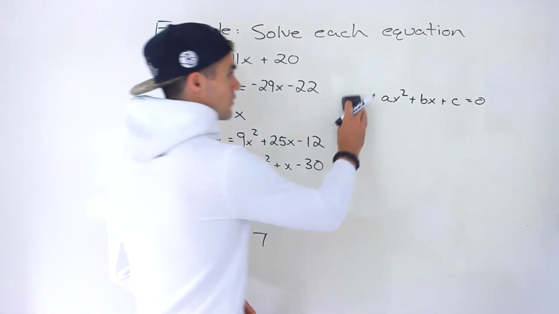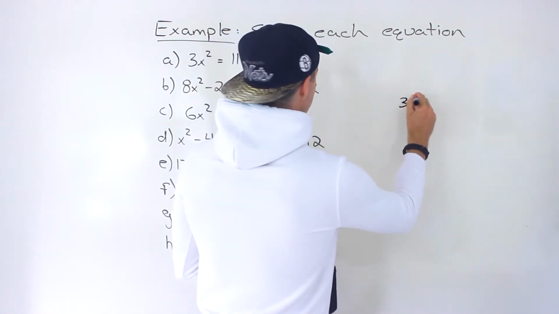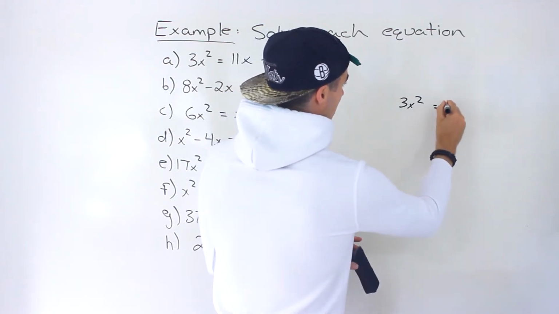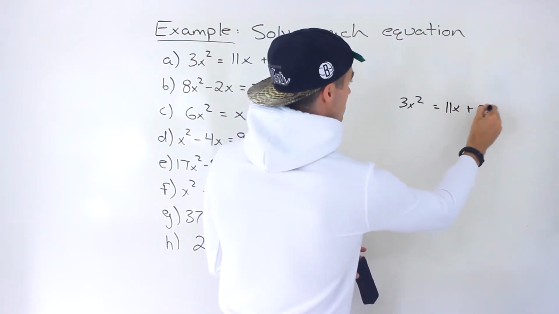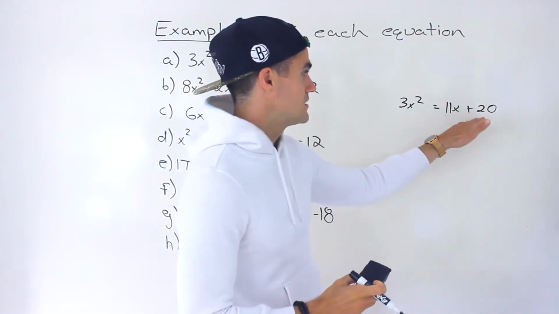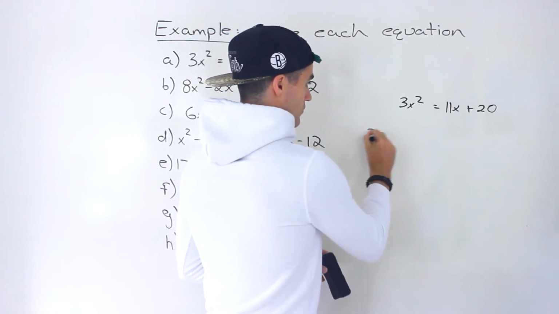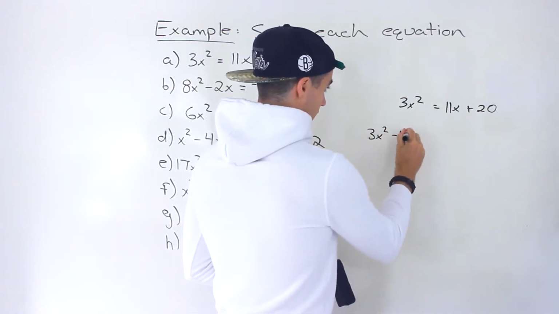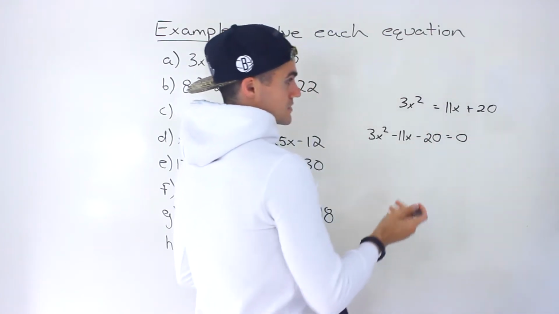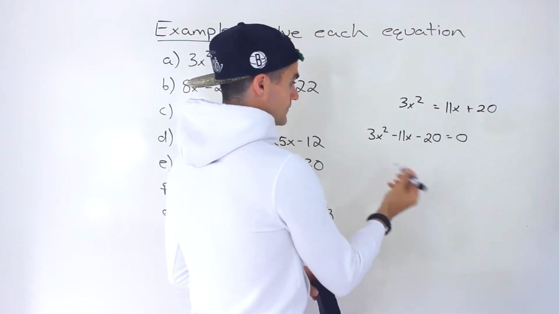So let's start off with part A. We have 3x squared equals 11x plus 20, like this. So what I'm going to do is take these two terms and bring them over to the left side. So we'd have 3x squared minus 11x minus 20, and then we'll have equals 0, right? They're positive here, so when we bring them over, they become negative.